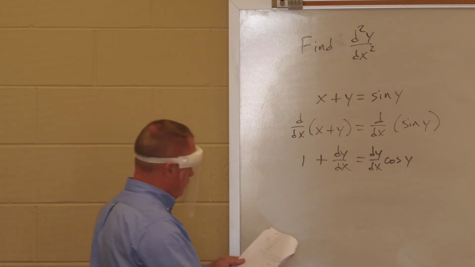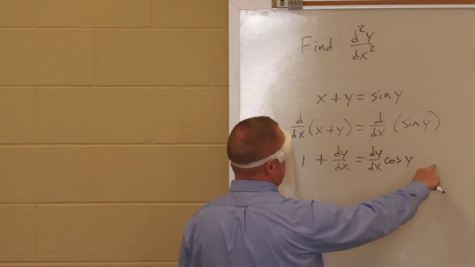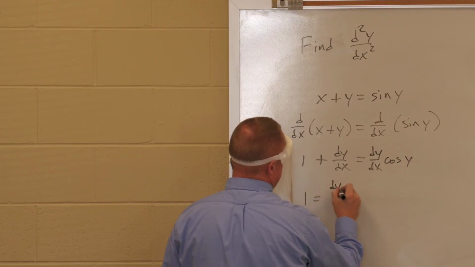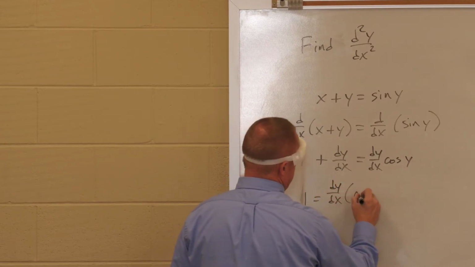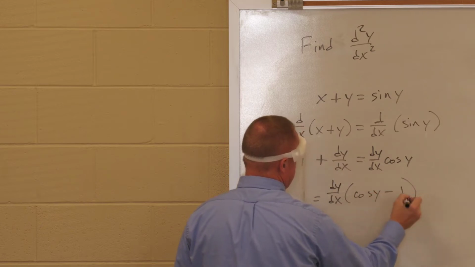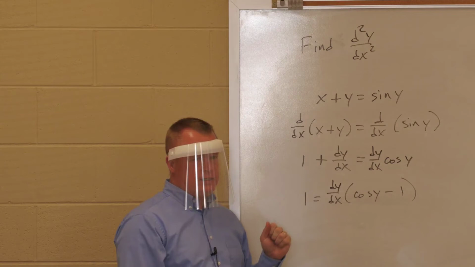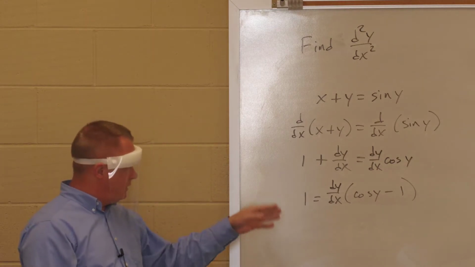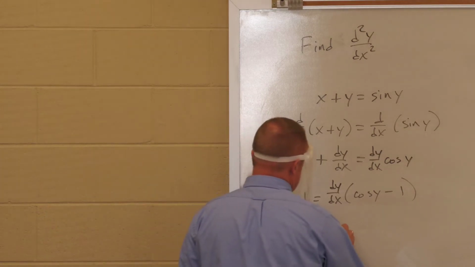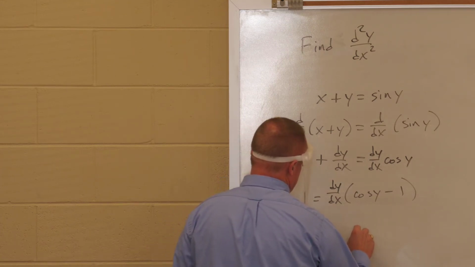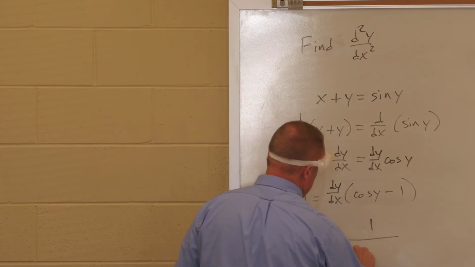Now I went ahead and moved this one over here. So I got 1 is equal to dy/dx, and I factored out cosine y minus 1. So that's what I've got. I moved this over here, factored out the dy/dx. Then divide, and dy/dx is equal to 1 over cosine y minus 1.